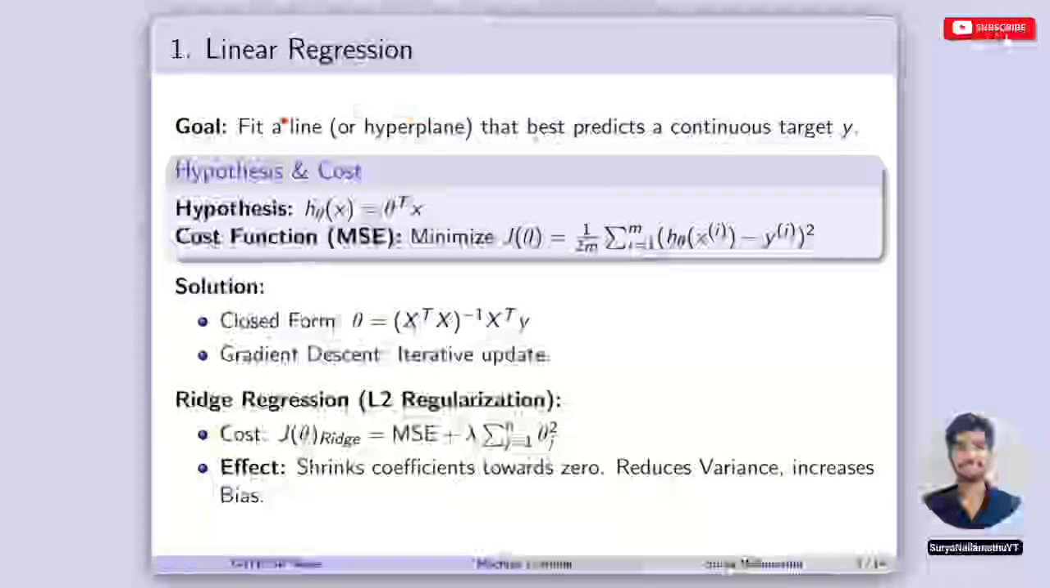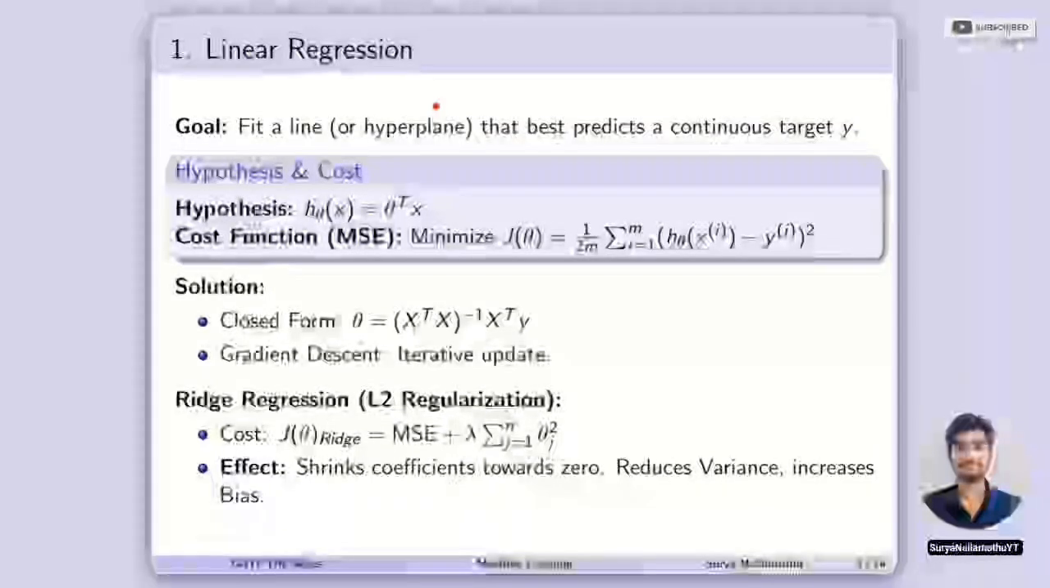So here let me start with linear regression. We know linear regression is one of the machine learning topics, and I think you definitely develop a regression model, right? Next, our goal is to fit a line that best predicts the continuous target value. It means linear regression will be helpful for predicting a continuous numerical value. That numerical value we need to predict, right?